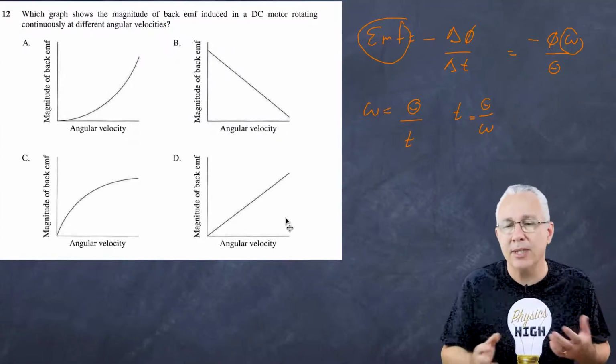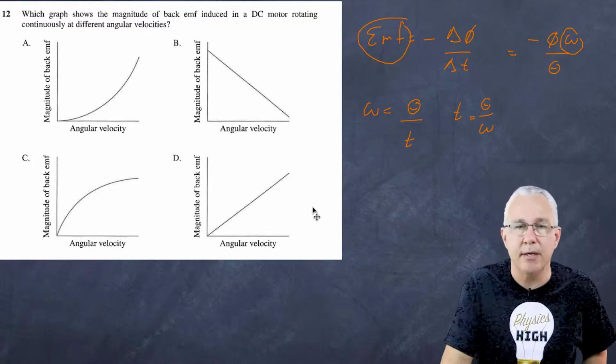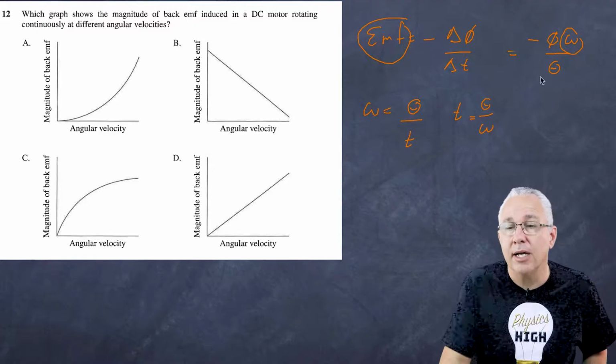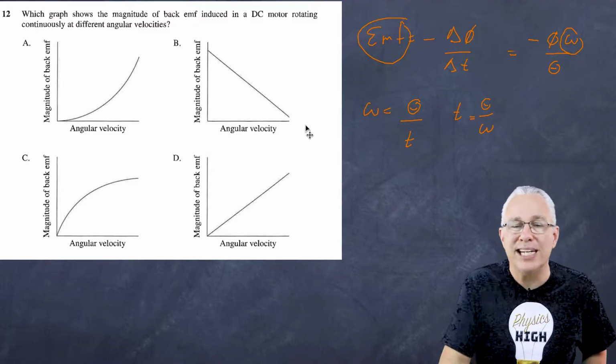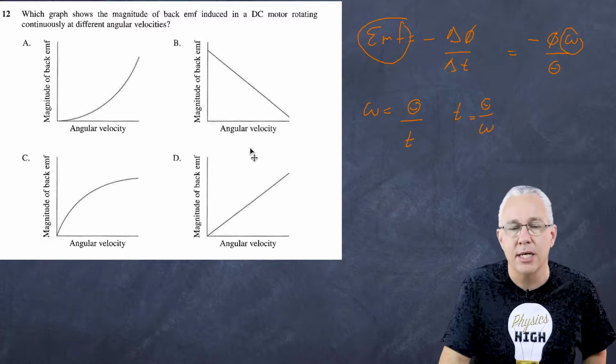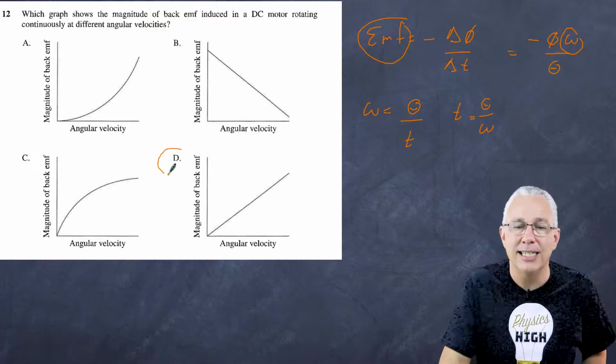Now what does this mean? Well, you can see now that we have a linear relationship between EMF and omega. Phi and theta are constant. Now I know it says a negative symbol there, but we're interested in the magnitude of the back EMF, so just the size. So being a linear relationship, therefore the answer is going to be D.